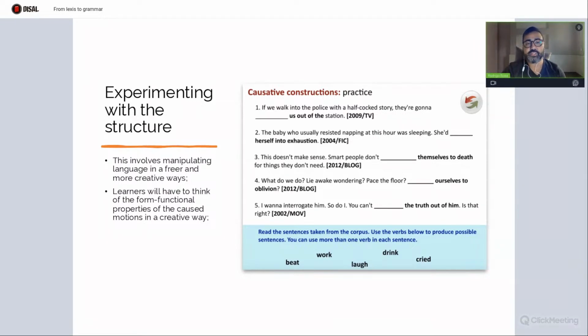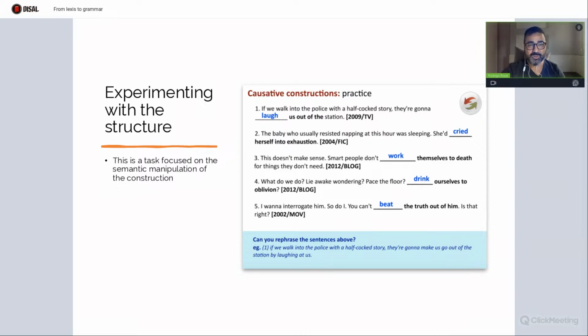some other concordance lines with caused motion constructions from the corpus, removed the verbs, and then I asked them to place the verbs back. So read the sentences taken from the corpus, use the verb below to produce similar simple possible sentences. You can use more than one verb in each sentence. So because of the time, I'm going to simply show you the answer, right?